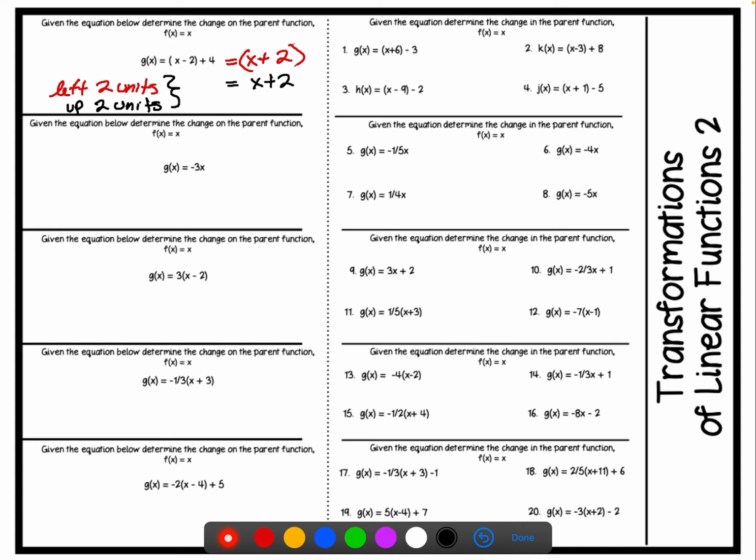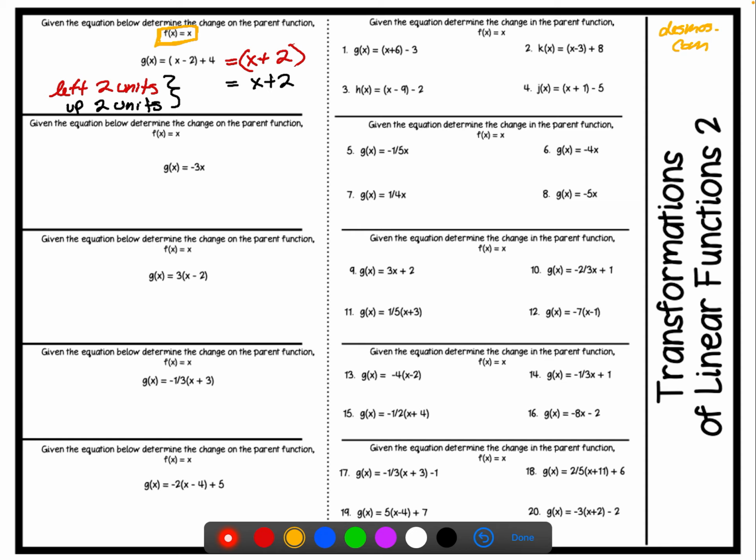And what I want you to do is use your graphing calculator to look at this now and compare it to this parent function here, the f of x equals x. All right, compare it. And if you don't have a graphing calculator, just go to Desmos.com to use the graphing calculator.